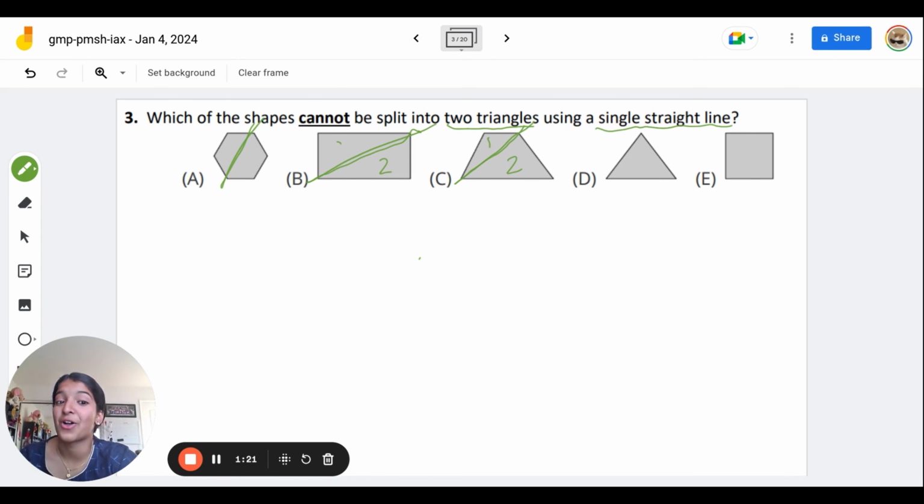For D, it's already a triangle, but you can make it into 2 triangles by splitting it down the center. Got 1 triangle here and a second triangle here. And E is a square. We could just go corner to corner and we get 2 triangles. So for this one, the only one that you cannot split into 2 triangles by using just 1 straight line is A. So the answer for number 3 is A.